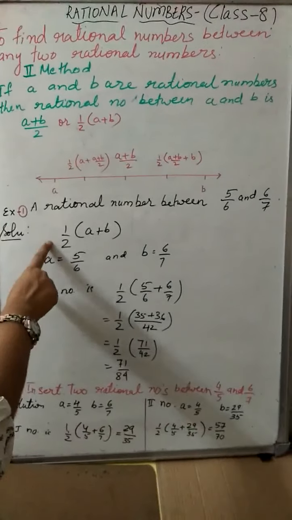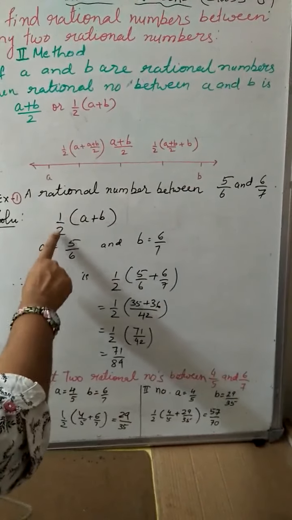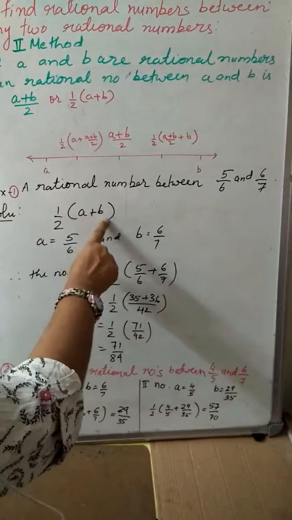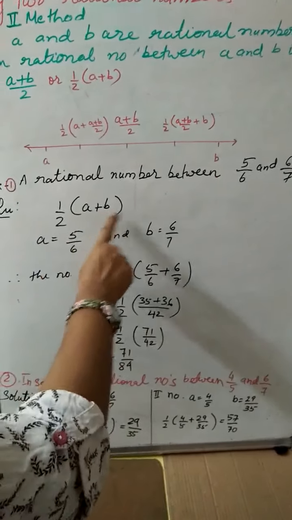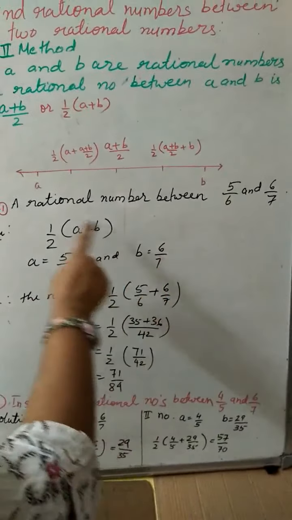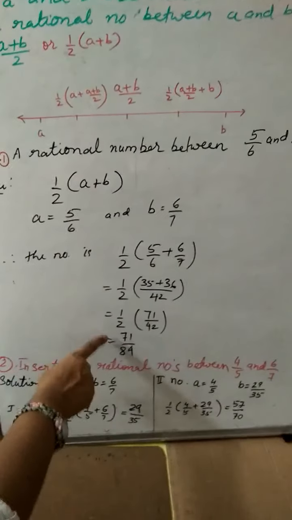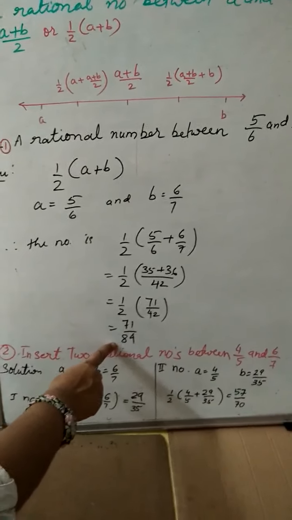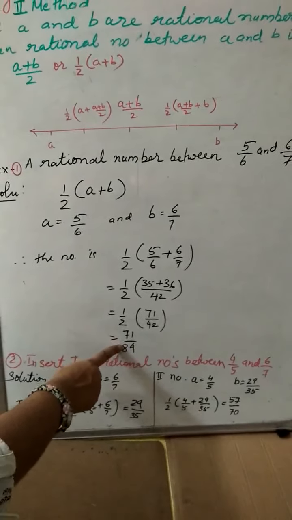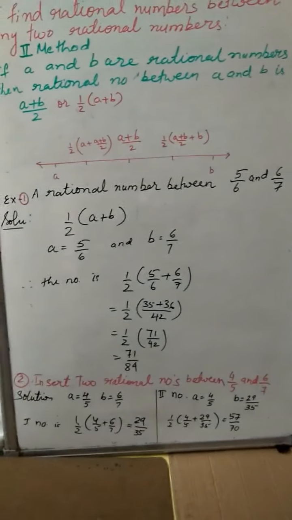Now let us find one rational number between 5 by 6 and 6 by 7. So our formula is: a rational number between any two rational numbers is 1 by 2 in bracket A plus B. So here A is 5 by 6 and B is 6 by 7. Now using this formula, insert these values and calculate it. So the answer is 71 by 84. So this is a rational number lying between 5 by 6 and 6 by 7.